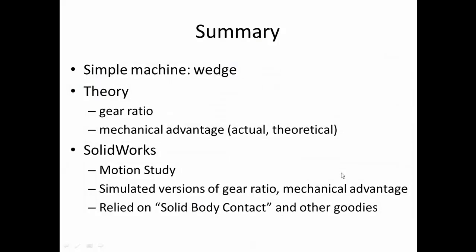So in summary, we looked at a simple machine, a wedge. We looked at the theory of it. We talked about gear ratio. We talked about mechanical advantage, actual and theoretical. Then we looked at SolidWorks, doing a motion study in SolidWorks to get simulated versions of gear ratio and mechanical advantage. We heavily relied on solid body contact and also loading the output with our force, as well as a linear motor to move our input.